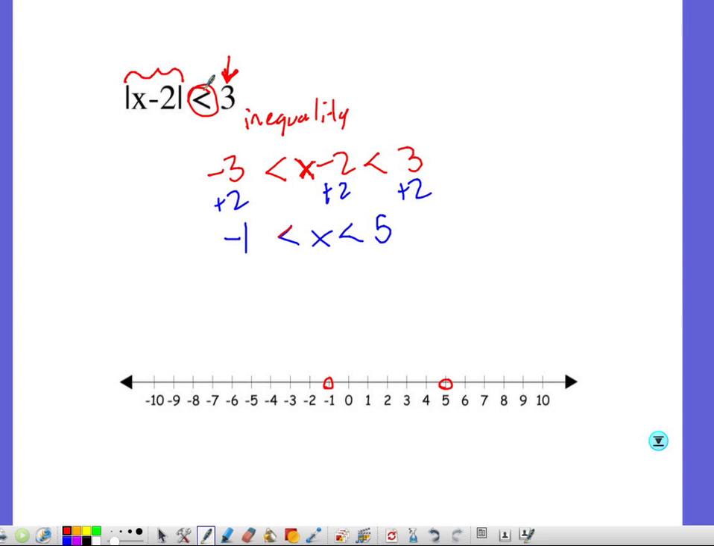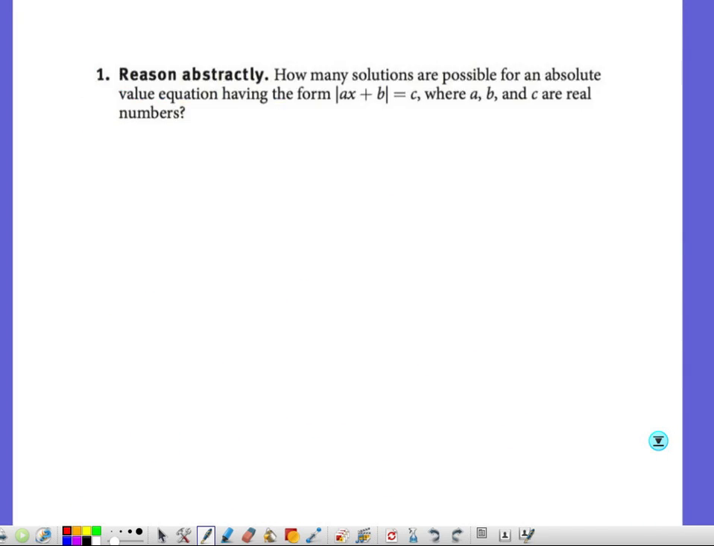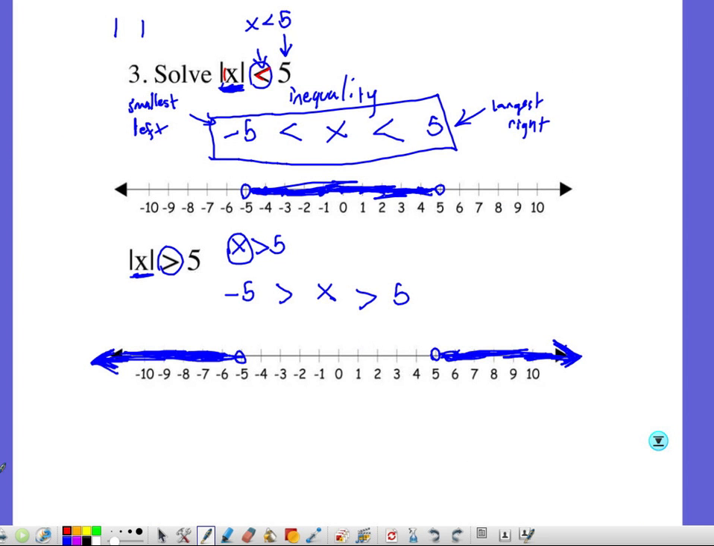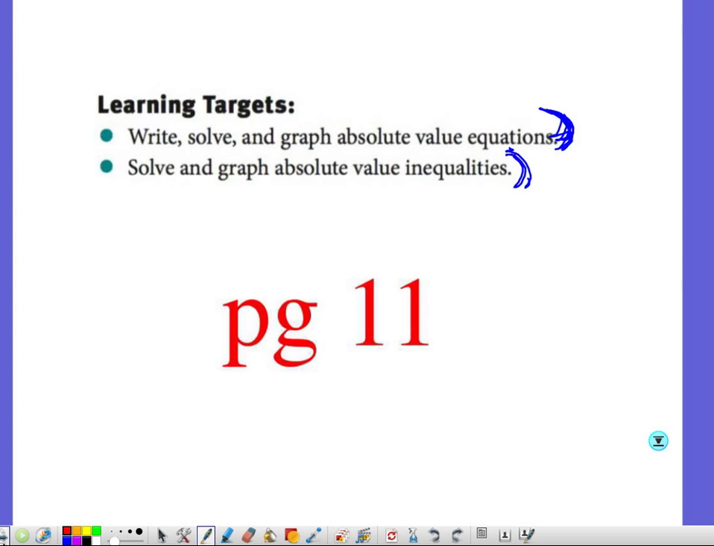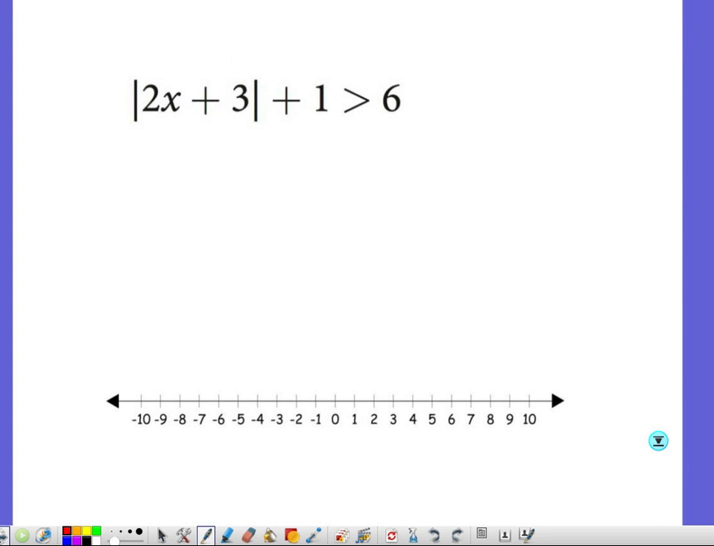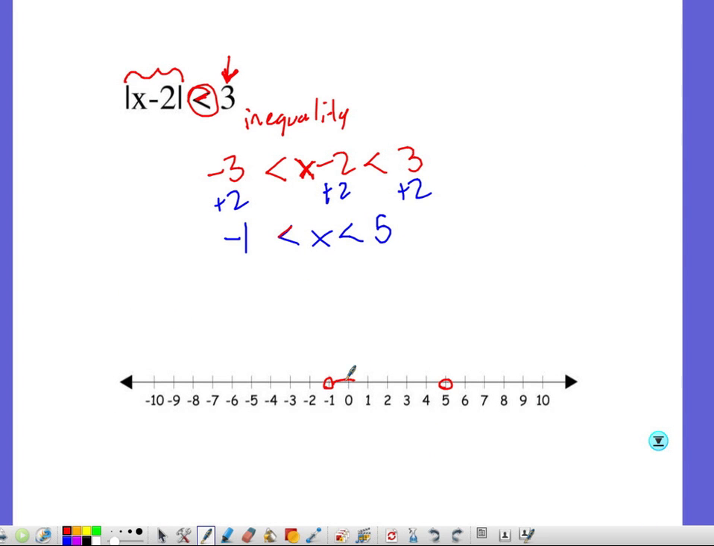Alright, now again, since we have less than, going all the way back to our warm-up, if we have less than, we shade on the inside. If we have greater than, we shade on the outside. So let's go all the way here, and we're going to shade on the inside. There are 2 things that you want to do: you want to have your inequality, and then you want to have your interval graphed.